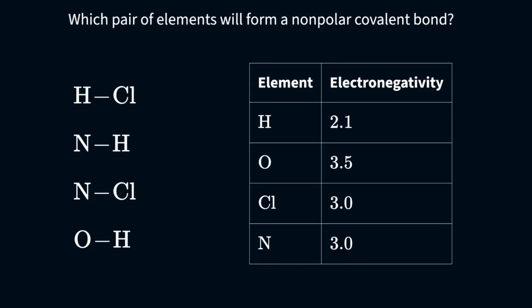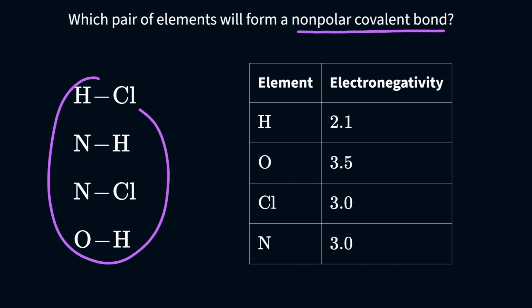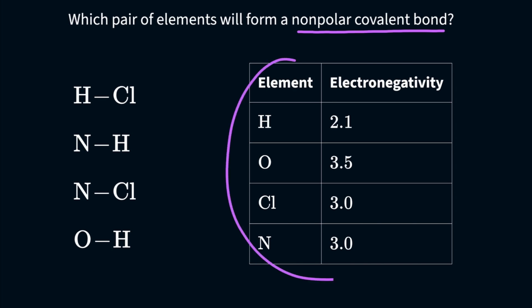Which pair of elements will form a nonpolar covalent bond? Then we have basically A, B, C, or D. So which pair of elements will form the nonpolar covalent bond? HCl, NH, NCl, or OH? And we have a beautiful table that tells us what each element is and what its given electronegativity is.